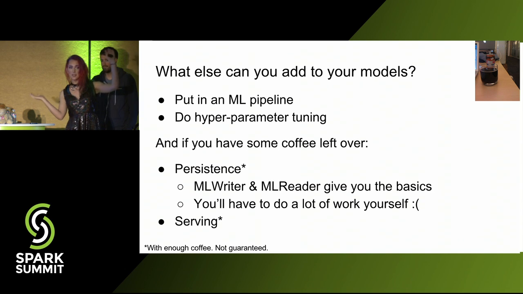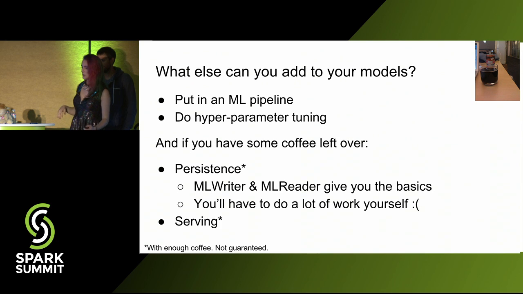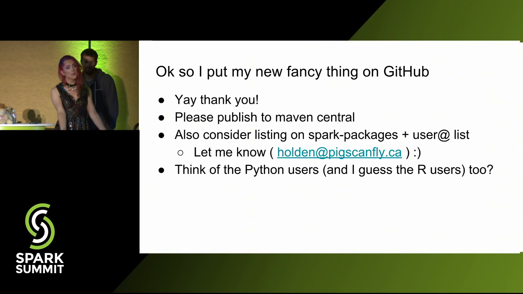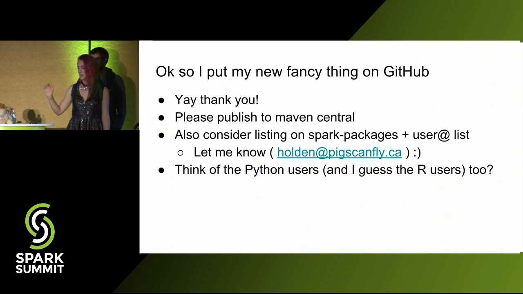You could work on serving. There's an asterisk, but I'm running low on time, so we'll skip the asterisk for today. So you've made your new fancy thing. You publish it on GitHub. Please think of Python users. You can make Python bindings. They're not that bad. If anyone wants help writing Python bindings, I have a separate talk on YouTube about how PySpark works, and I think it's good, and even Boo agrees, very much so.